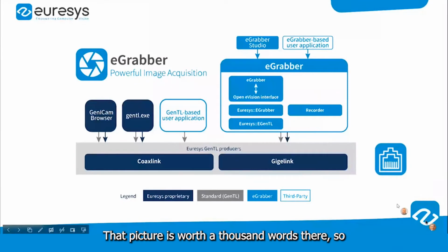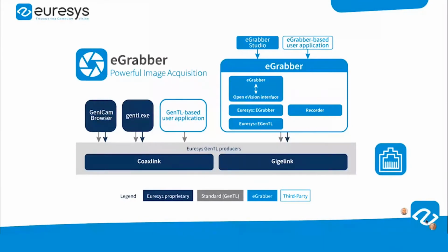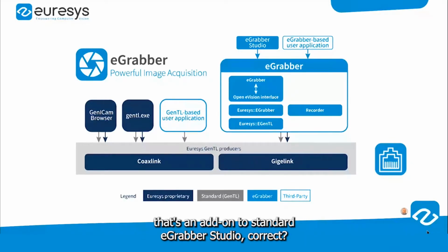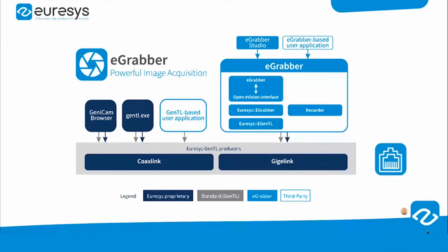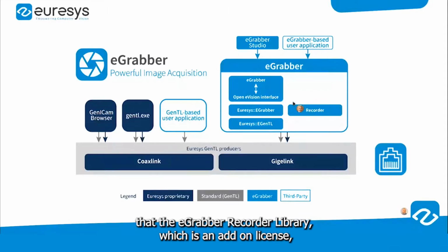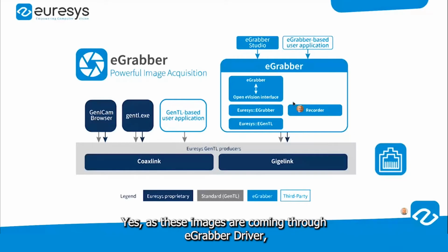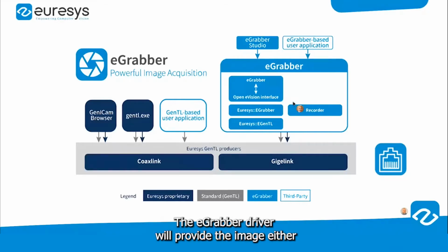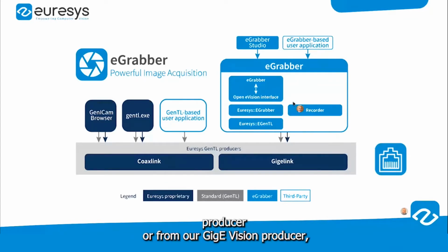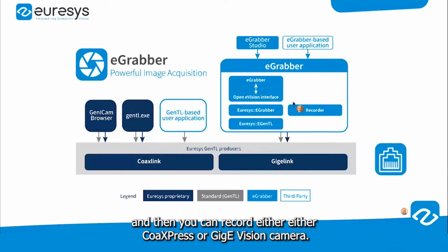Well, thank you, Eric. That picture is worth 1,000 words there. So a follow-up question. Gigelink will be a licensed library that's an add-on to standard eGrabber Studio, correct? This is correct, yes. And does this also mean that the eGrabber Recorder library, which is an add-on license, can also work together with any GigE Vision camera? Yes, as these images are coming through the eGrabber driver, the eGrabber driver will provide the image either from our CoaXLink producer or from our GigE Vision producer, and then you can record either CoaXPress or GigE Vision cameras.